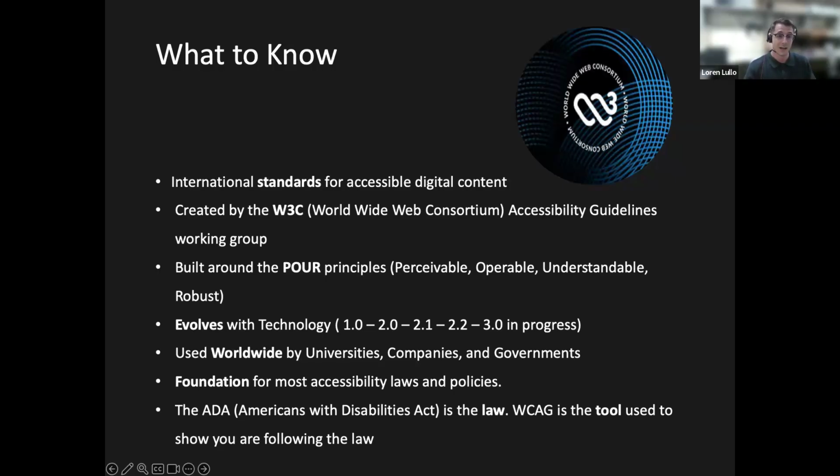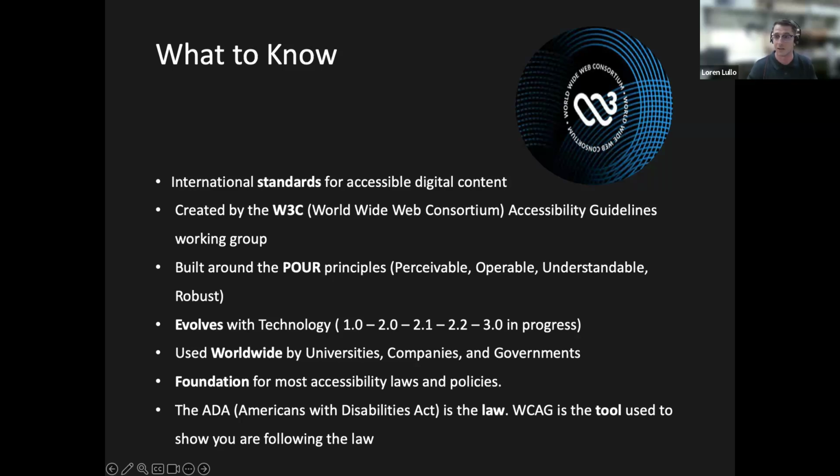Like I said before, these guidelines are constantly evolving. As our technology changes, we have to keep up with that and make sure that we keep things accessible to everyone. So, used worldwide, the foundation for most accessibility laws and policies. We'll talk about this a little bit more too.